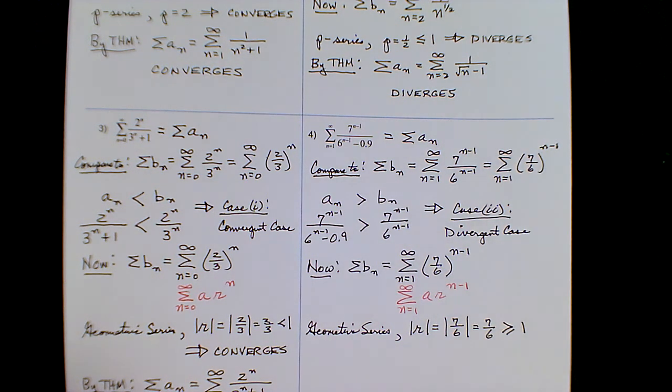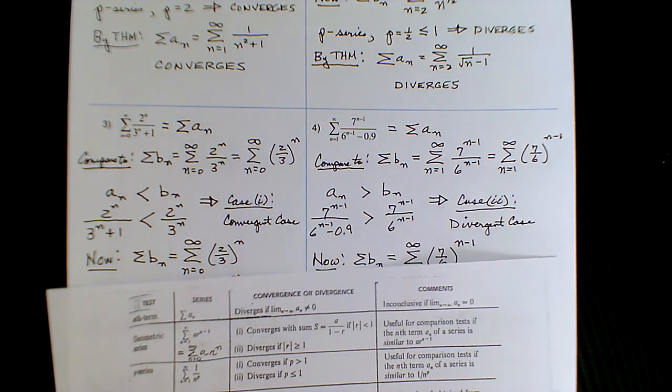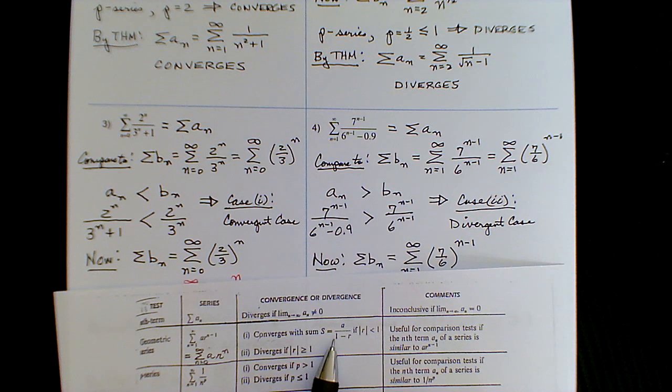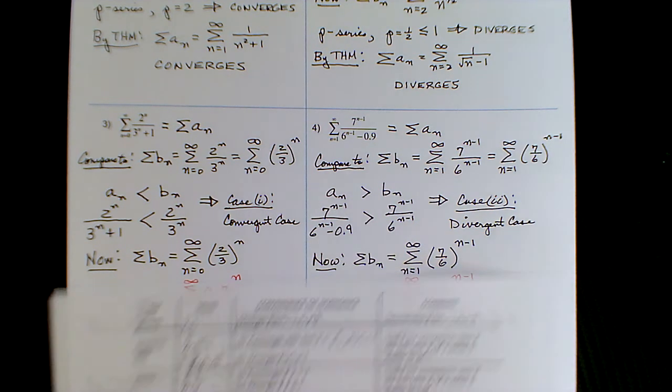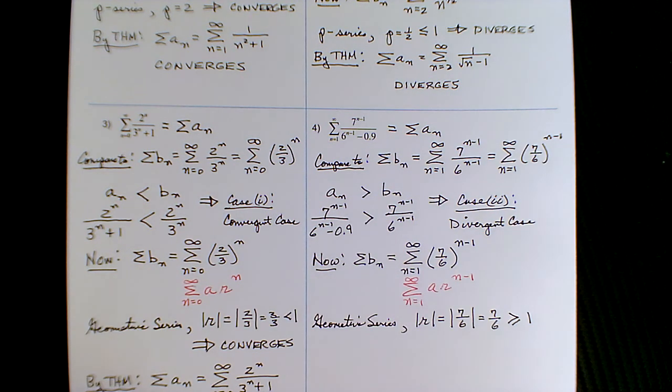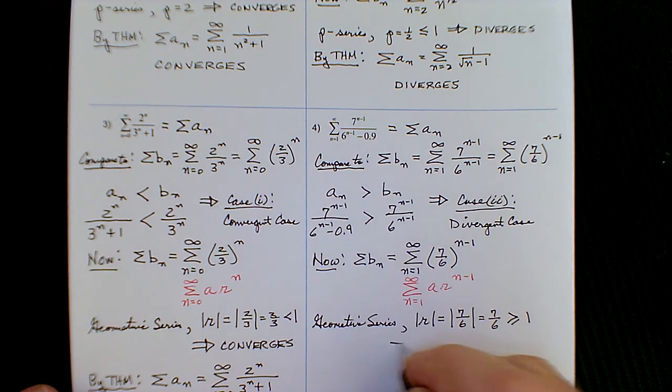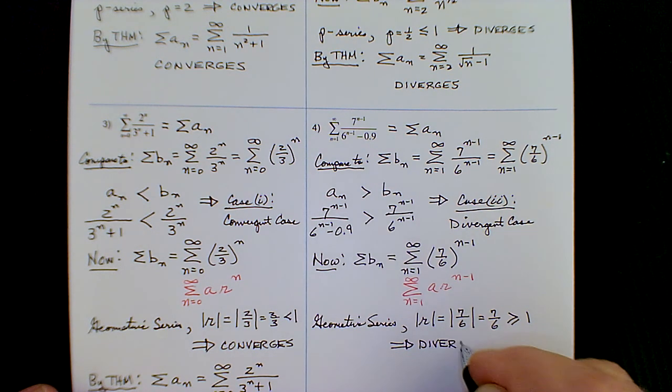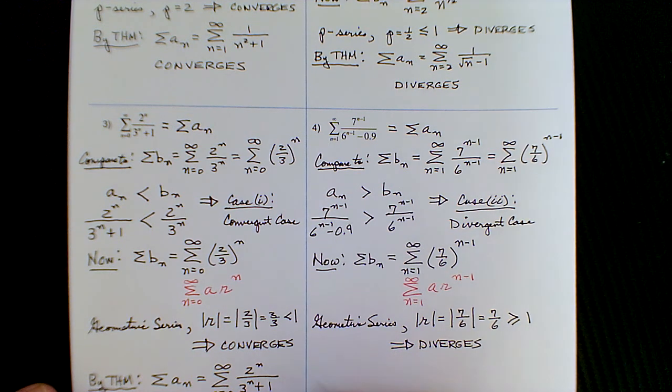If you go to your table at this point and look under the geometric series criteria for convergence or divergence, the absolute value of r less than 1 means it converges, and if r is greater than or equal to 1, it diverges. So it's greater than or equal to 1, so therefore we could say that it diverges.